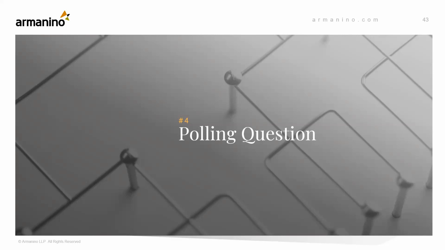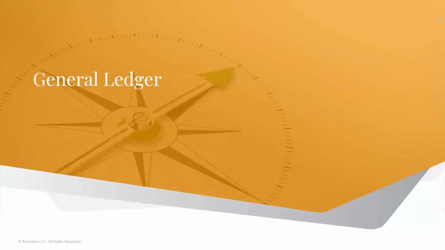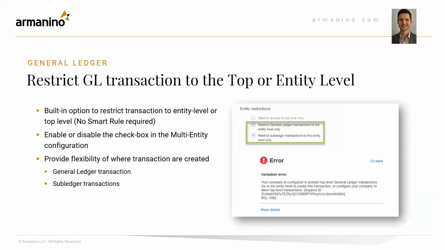So it looks like 68% of you got that one correct, which is both A and B, which we'll be discussing in the next section, where we can now restrict transacting at either the top level or the entity level. And this applies for GL transactions. This is a built-in option to restrict transacting to entity level or top level, and there's no smart rule required.